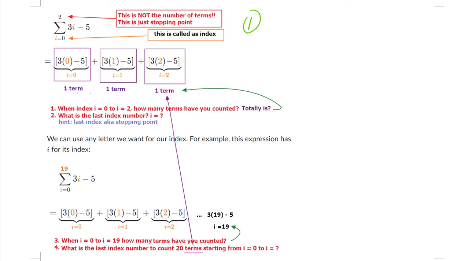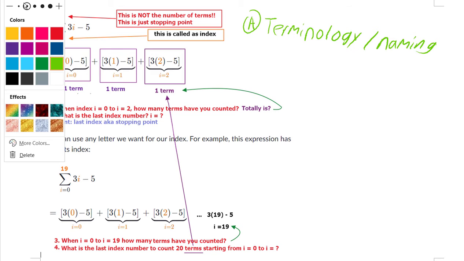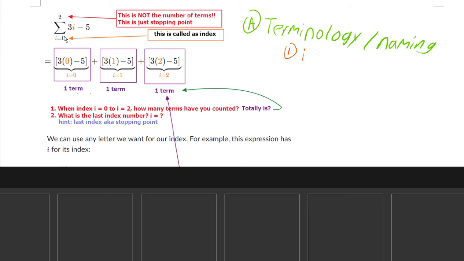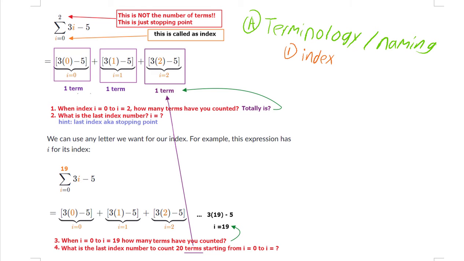The first thing you need to learn is the terminology. What does terminology mean? Terminology is just something like naming. You're going to learn naming. There are two things you need to learn. What are the two things? The first thing is index. You are going to see index a lot during your programming life. The second thing you need to learn is terms.